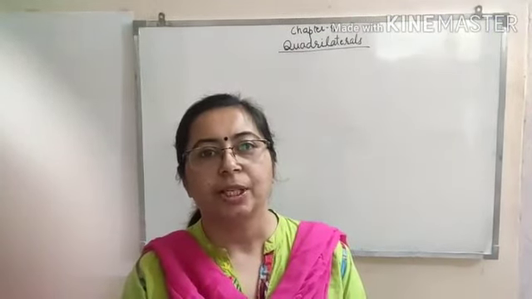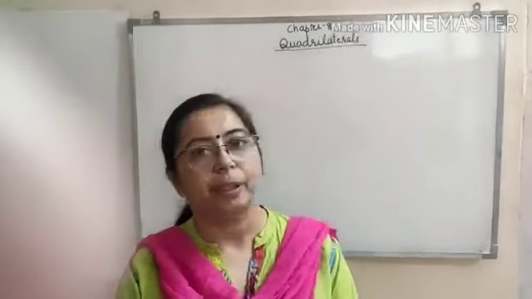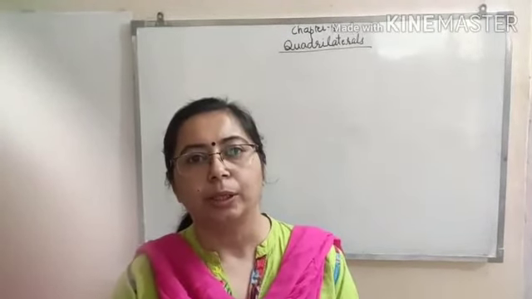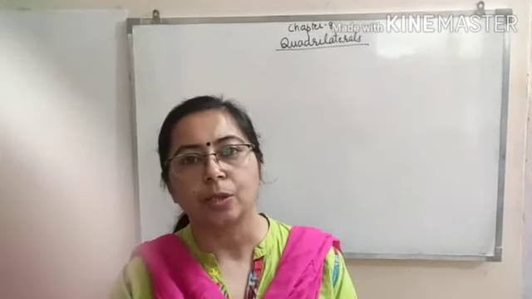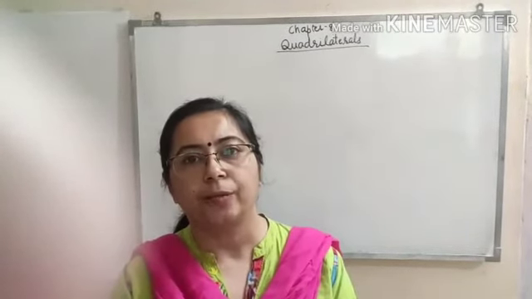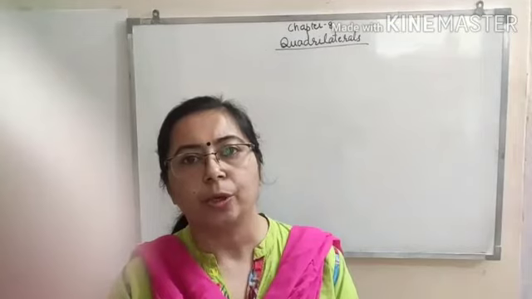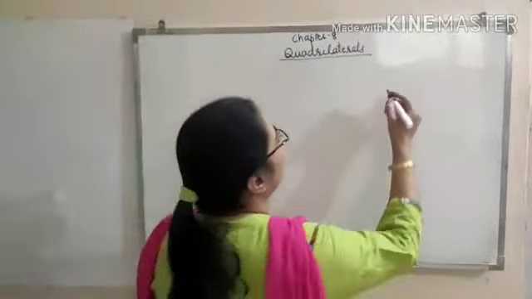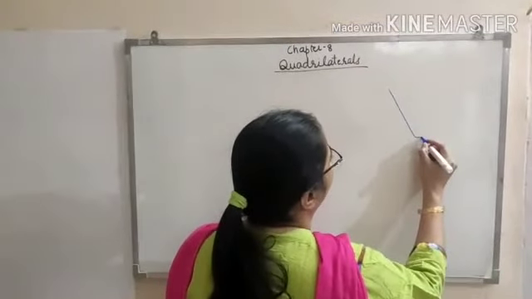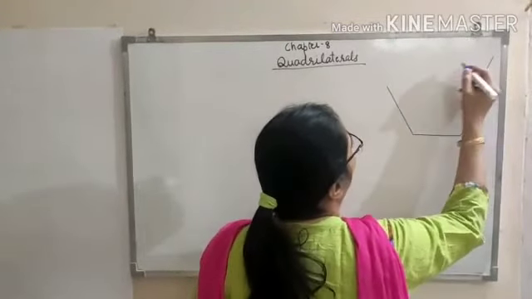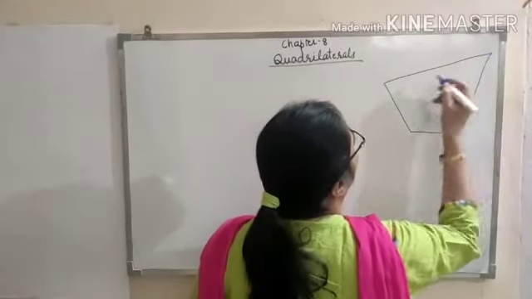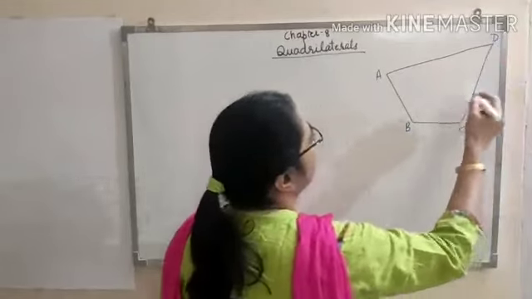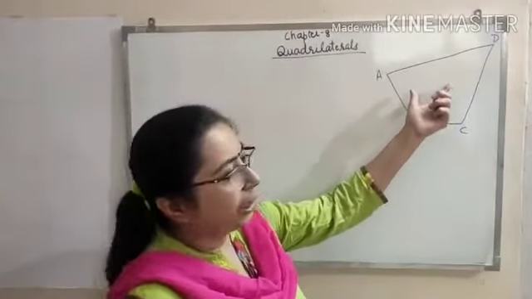Good morning, students. Today we are going to start with chapter 8, quadrilaterals. You are familiar with this term quadrilateral; you have studied it in your junior classes also. Any four-sided figure, when four points are joined in order, is called a quadrilateral. Let's see any four-sided figure. When you join the 4 points in order, then the figure formed is called a quadrilateral. Now this is a quadrilateral, any four-sided figure.